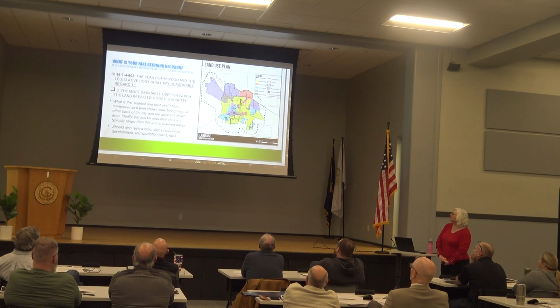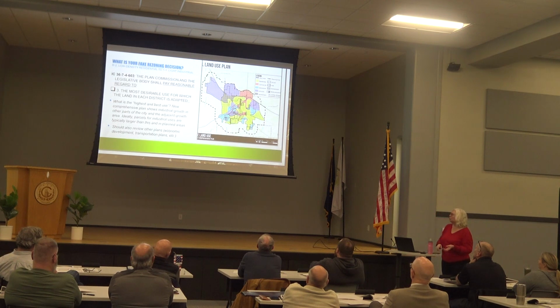Number 3 from the state law says, the most desirable use for the land in each district. That's basically saying, what is the highest and best use that we have? So if you look at this, again, this is our future land use map that I pulled from the comprehensive plan, and that sets the direction for the community's future. The purple that you see up there is industrial for the future. Is that industrial located in the central part of the community, the old downtown area? No. It looks like it's located more on the outskirts.